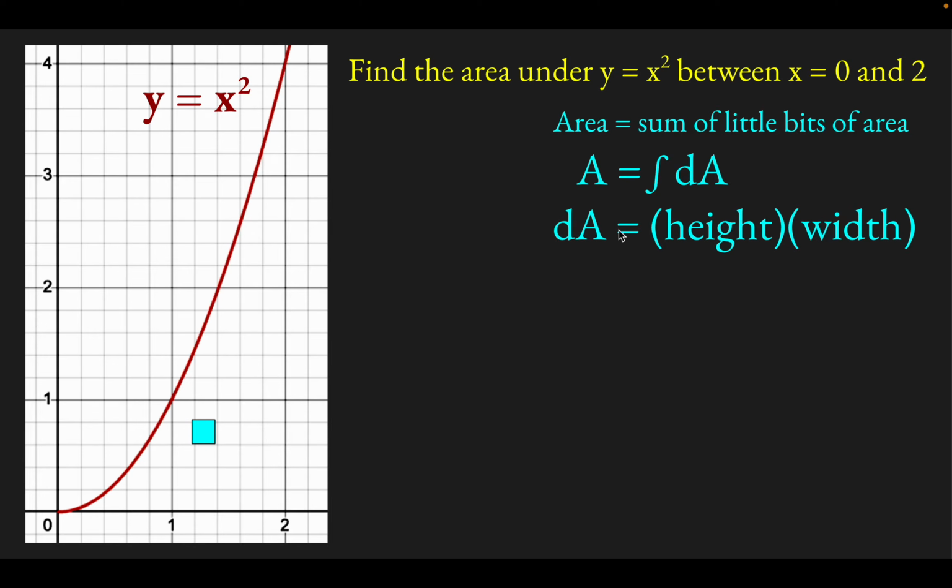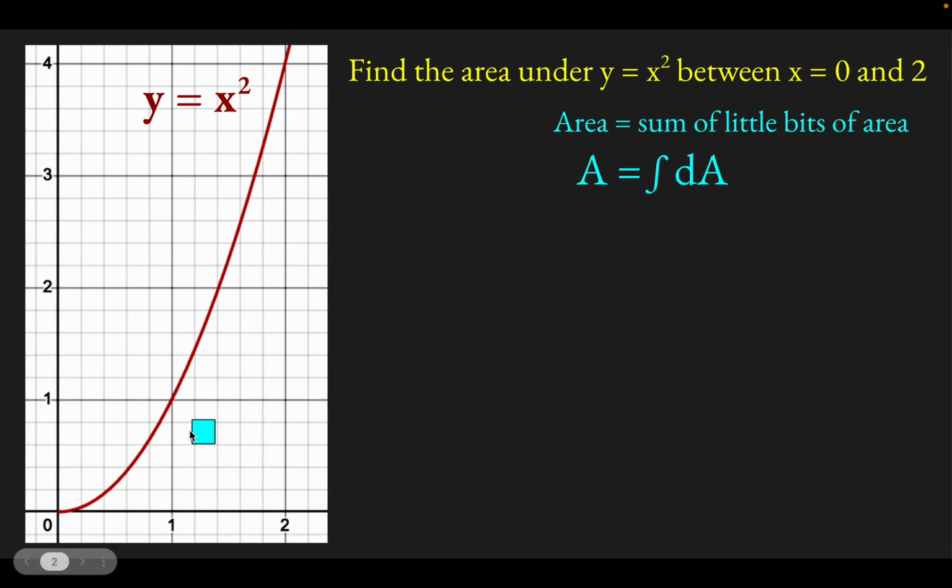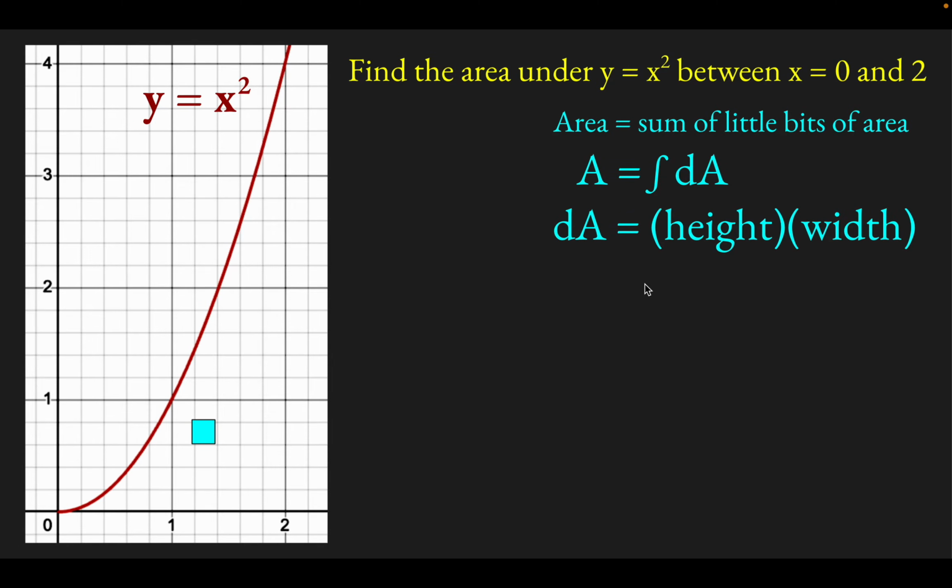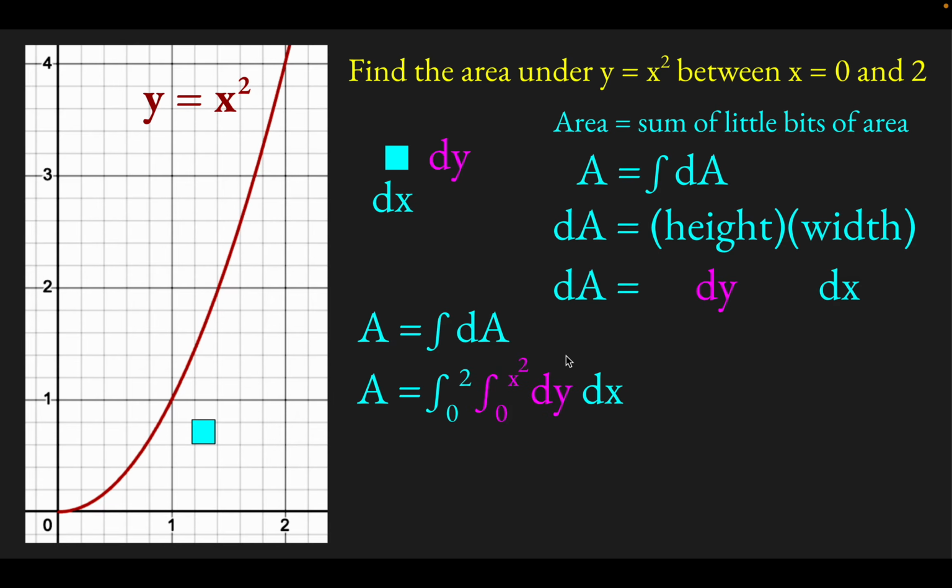So that little bit of area, which is called dA, this little guy, we have to take its height times its width. Well, its height is a little wiggle in the y-coordinate, and its width is a little wiggle in the x-coordinate. So the height times the width is dy dx. So if we then want to continue and sum up all the little bits of area, we have to sum up all the dy dx's.